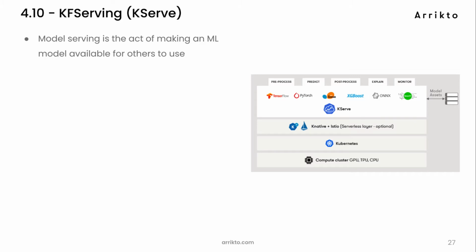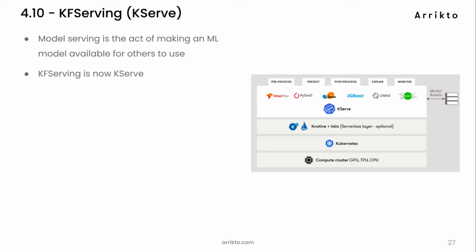Next, let's talk about KF serving, or what is now known as Kserve. Model serving is just the simple act of making a machine learning model available for others to use. And by others, we mean probably a service or an application. As I mentioned, KF serving is now known as Kserve, and it's now been spun out as its own standalone project. So you may see those terms in the documentation being used interchangeably or not updated, but for all intents and purposes, be aware that KF serving is Kserve, Kserve is KF serving.